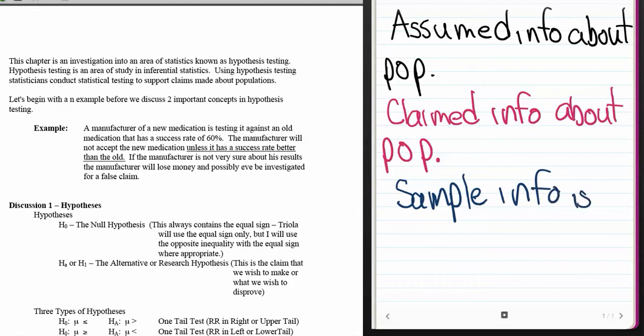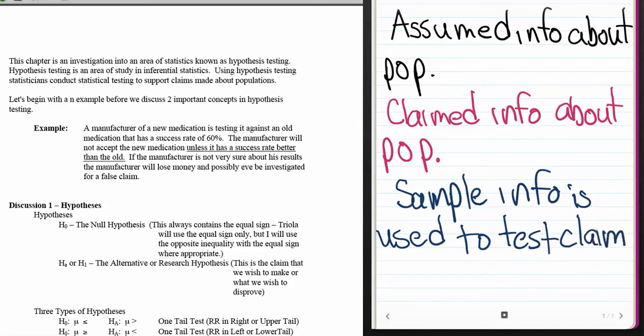So sample info is used to test a claim. So the thing is, in hypothesis testing, there's lots and lots of information that comes in a hypothesis test question. And that information is going to tell us about what the assumptions are, what the claimed information is going to be, and about what the sample information is. And you have to have the claimed and assumed fallback in order to use a sample to test the claim.